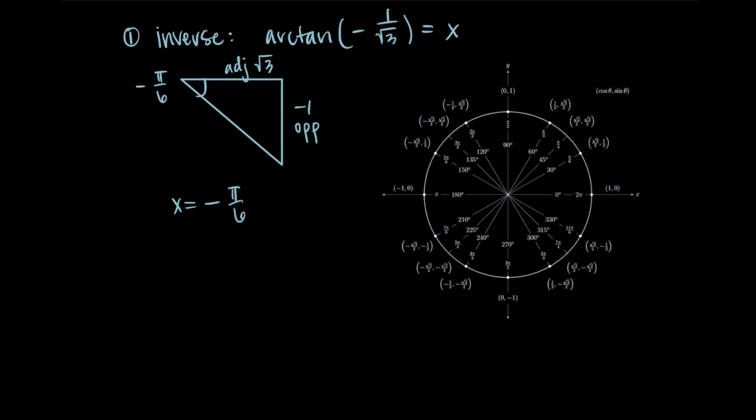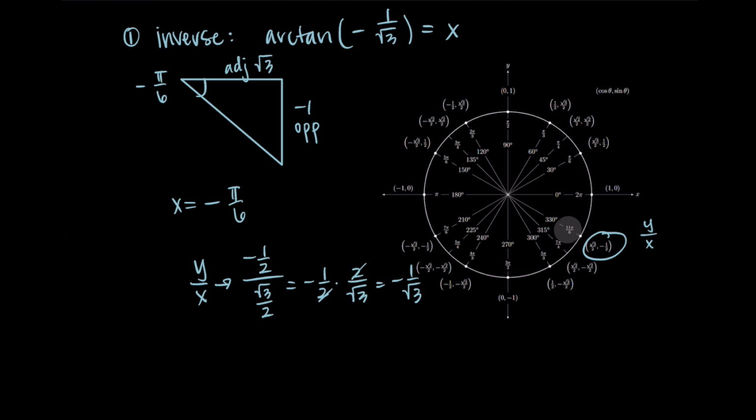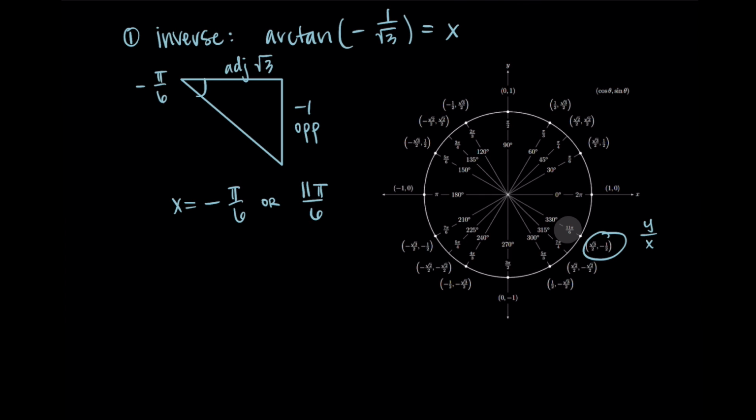You can confirm this on the unit circle. So looking at the unit circle, tangent is y over x, which if I look here at 11 pi over 6, which is negative pi over 6, I can check what happens when I do y over x. So y is negative 1/2, x is square root of 3 over 2, and when I multiply by the reciprocal, my 2's are canceling, and I'm getting negative 1 over square root of 3, which is what I was looking for. So my options for this first solution are negative pi over 6 or 11 pi over 6. I like using the positive version, so I'll use that 11 pi over 6.